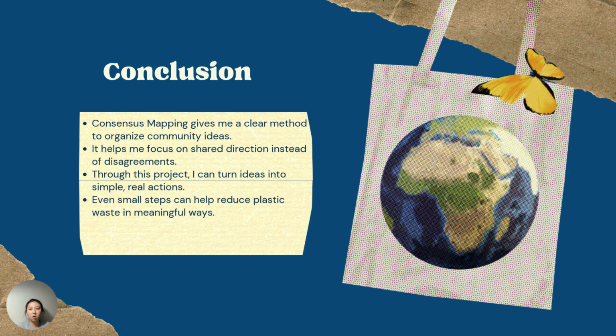In conclusion, consensus mapping is a helpful method for organizing different ideas and creating one shared plan. With this tool, I can turn many scattered opinions into real actions. By starting with small steps, I hope to inspire more people to reduce plastic waste in their daily lives.